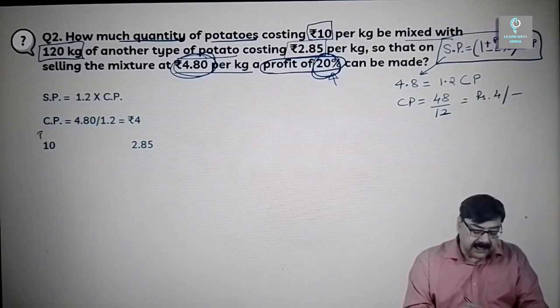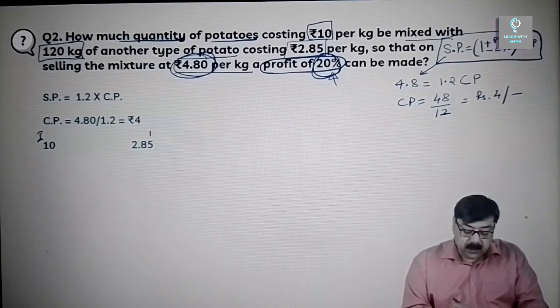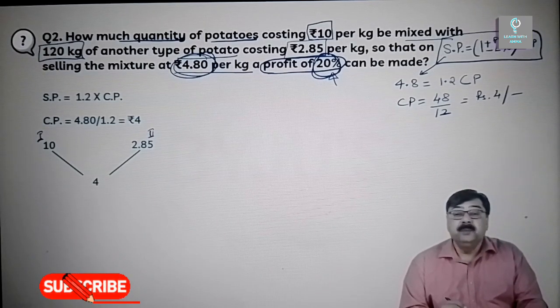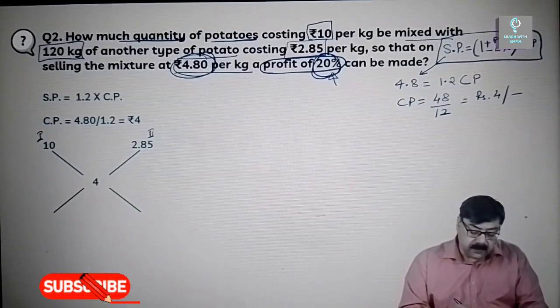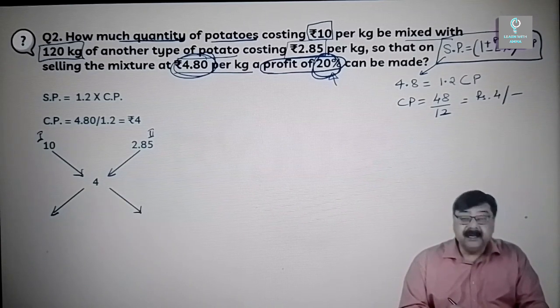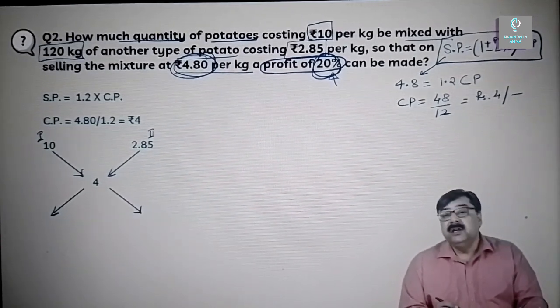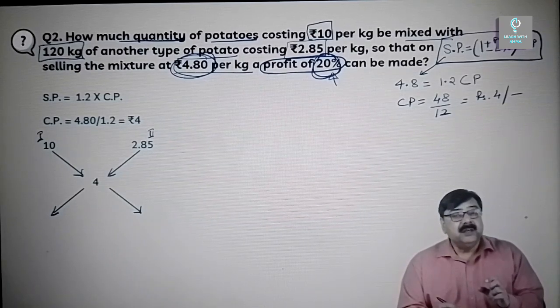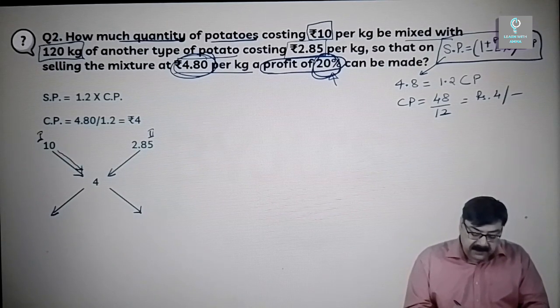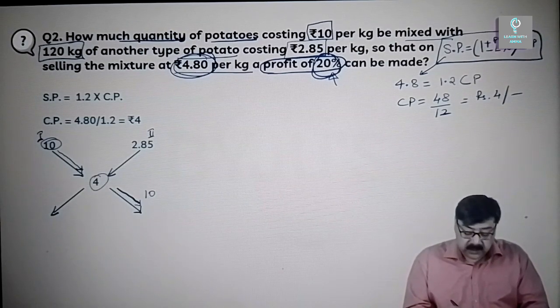So type 1 here is rupees 10 per kg, type 2 let us say is rupees 2.85 per kg, and on mixing these two we have found out the cost price of the mixture becomes rupees 4 per kg. So now what do we do? From top right go to the bottom left, from top left go to the bottom right, use a cross rule, and in cross rule we will subtract the smaller value from the larger value. So here when we go from top left to bottom right, we find two quantities, 10 and 4. 10 is greater than 4, so 10 minus 4 is what we should get here at this place.